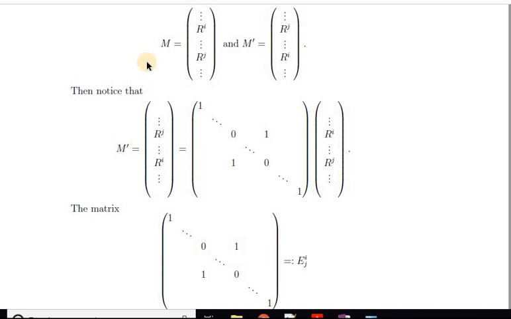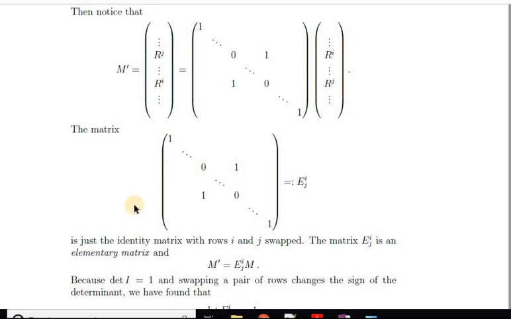Here we're writing the matrix M as its rows, and M prime is the rows switched. To get the rows switched, I take the original matrix with row i and row j and multiply it on the left by the identity which has the two rows switched. This matrix here is the identity matrix, except this one gets knocked out and put down here, and this one gets knocked out and put up here. So the elementary matrix corresponding to row swap looks like this.